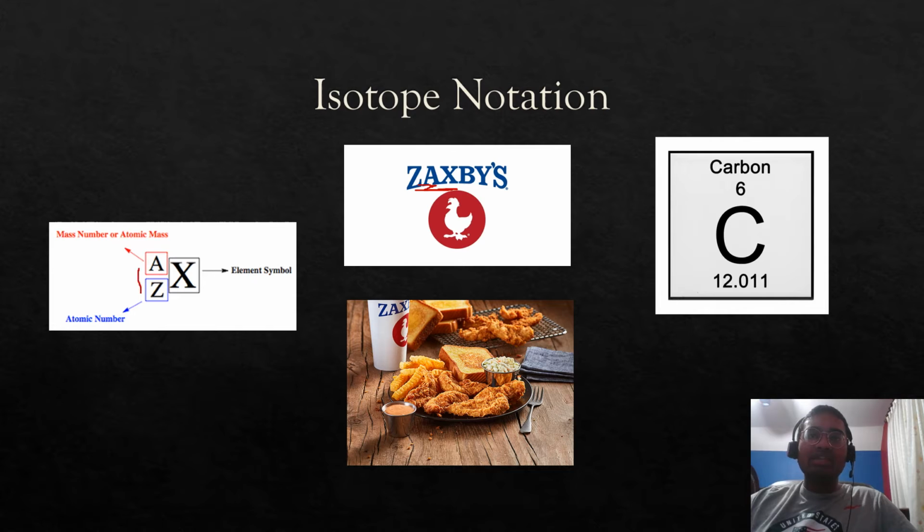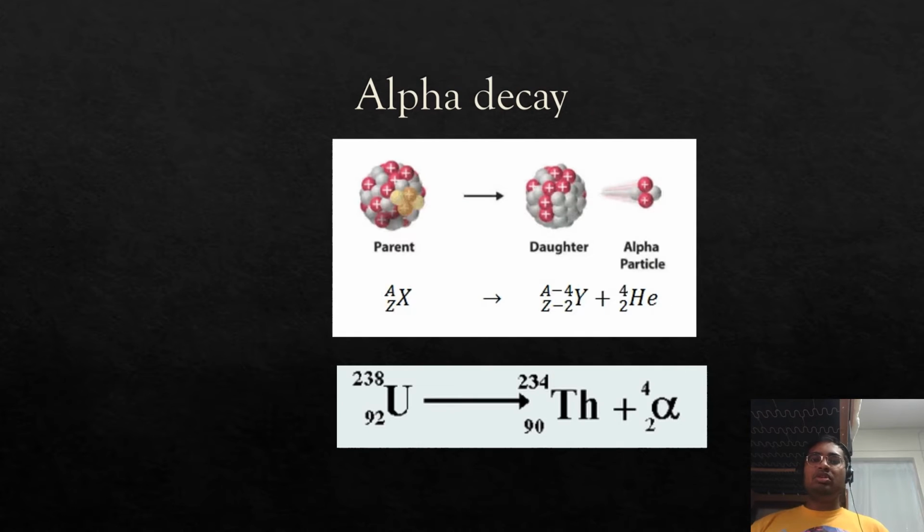So you kind of go in this clockwise direction. So Z is the atomic number and that is the number of protons. And then A is the mass number or atomic mass, and that's the number of protons plus the number of neutrons. And then X is just the element symbol. So for carbon-12, you have it written as 12, 6 carbon. So isotope notation is really important because you're going to be using it in these radioactivity equations.